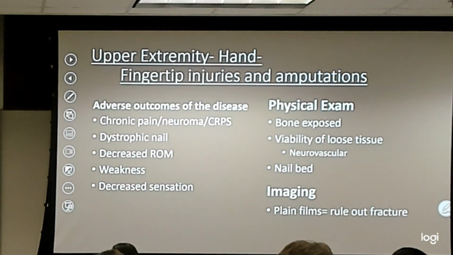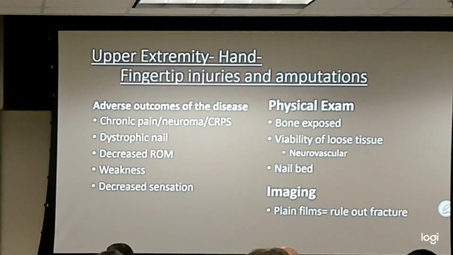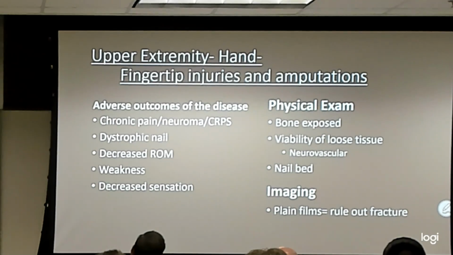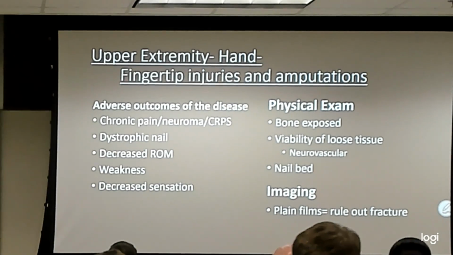Because there are a lot of nerves in the hand, that explains what is going on with the adverse outcomes of the injury. So chronic pain, neuromas, or complex regional pain syndrome all have to do with the fact that there are so many nerves in the hand, especially in the fingertips, that make things work. And so when we have problems with those nerves, they cause problems. Changes to the nail matrix can result in nail changes. Some decreased range of motion if there's scar tissue across those joints, especially the distal fingers, keeps them from moving. Weakness and decreased sensation.